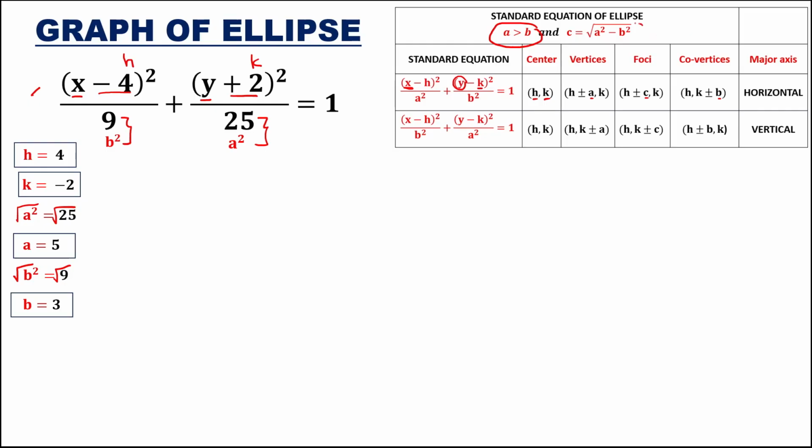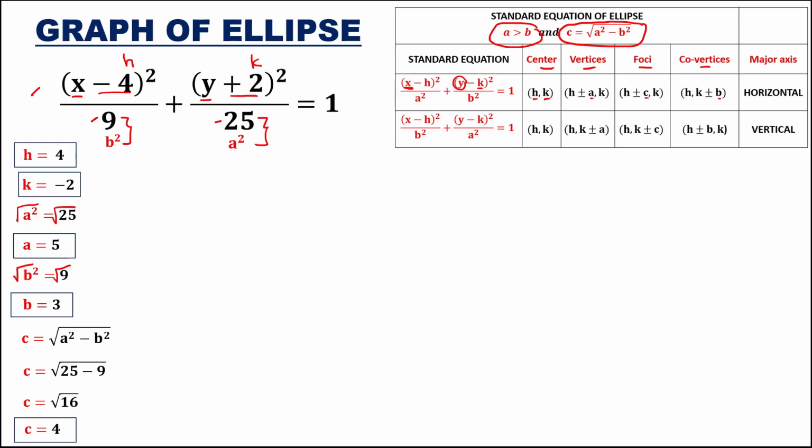And to solve for C using this formula, that's the square root of A squared minus B squared. A squared is 25, B squared is 9. So this is the square root of 25 minus 9, or the square root of 16, and the square root of 16 is 4. So these are now the 5 values we're going to use to solve for the center, the vertices, the foci, and the co-vertices.